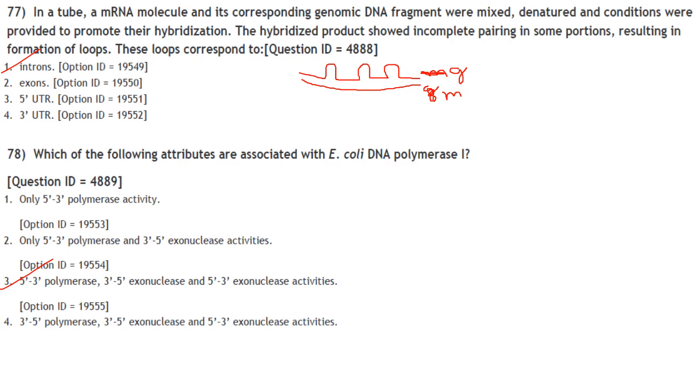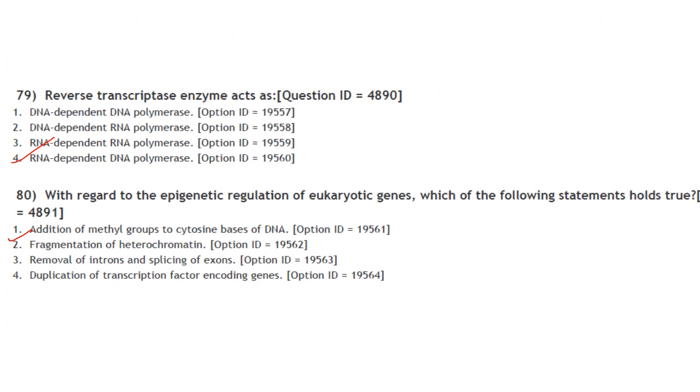Answer is option 1. Which of the following attributes are associated with E. coli DNA polymerase 1? So it has got only 5' to 3' polymerase activity, no. Only 5' to 3' polymerase, 3' to 5' exonuclease, no. 5' to 3' polymerase, 3' to 5' exonuclease, 5' to 3' exonuclease. All these activities are present in DNA polymerase 1. Then reverse transcriptase enzyme is known as RNA dependent DNA polymerase. So it requires RNA and from RNA it will create DNA. So answer is RNA dependent DNA polymerase.